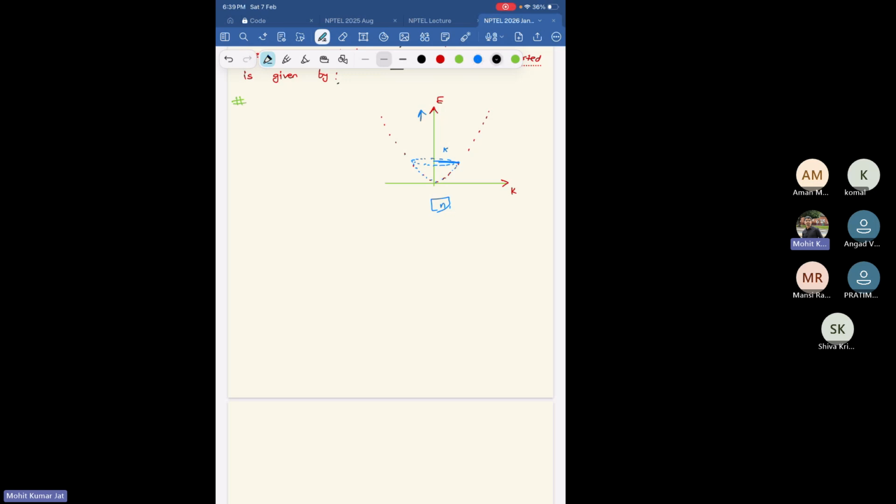So let me start with the total number of allowed states in 3D. Let me write a very general expression in a dimension d. If your dimension is d, let's say 1, 2, 3, I'll write a general expression. So your N, the total number of particles, will be G times... G will be your degeneracy.